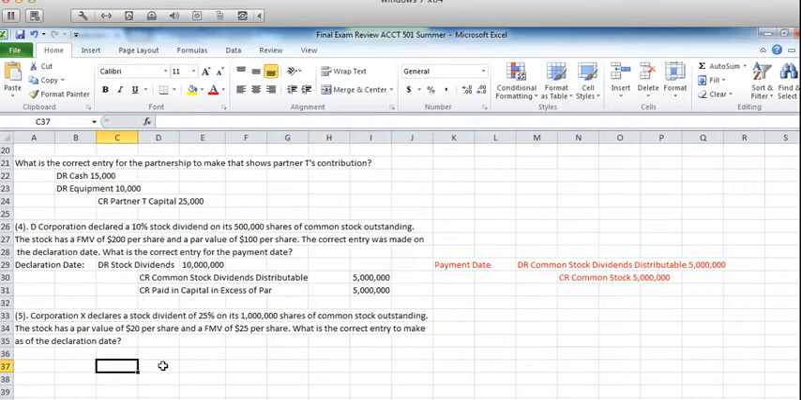Okay, and again, if we look at this as kind of a template to what we're doing down here, the first entry is going to be stock dividends.